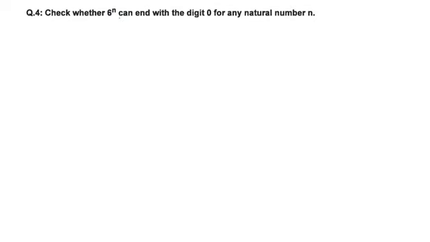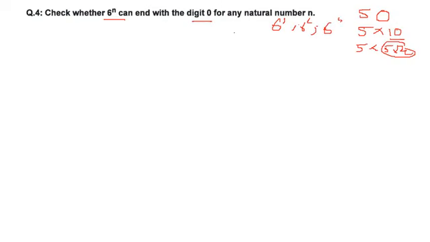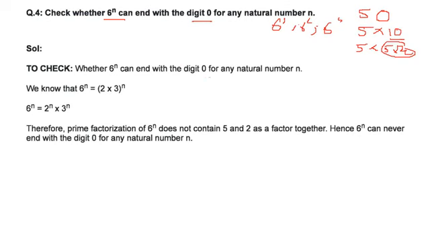Check whether 6 to the power n can end with the digit 0 for any natural number n. Any number which ends with 0, say 50, has come from 5 into 10, and 10 is 5 into 2. So you ought to have this 5 into 2. If 5 and 2 come in any way in 6 to the power n, then we can say that 6 to the power 1, 6 to the power 2, or any 6 to the power n will be ending with 0. So you ought to have 5 and 2. We want to check for 0 in the end.